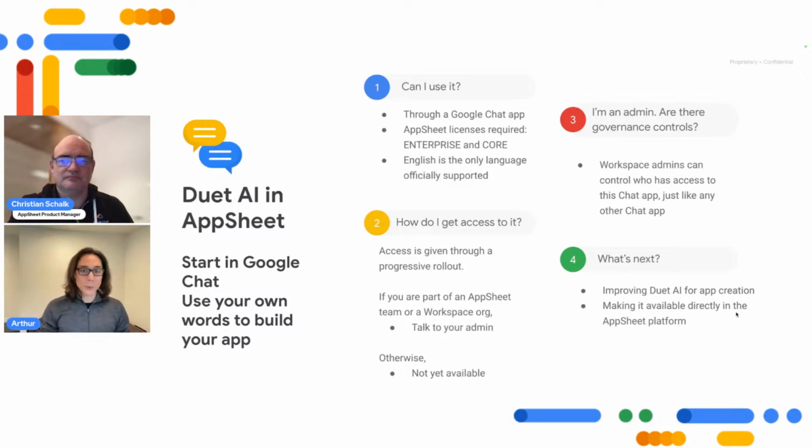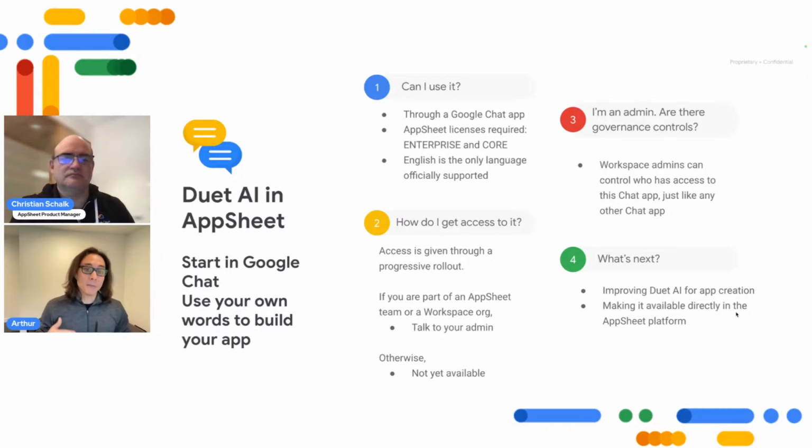So what it boils down to is that if you're part of an AppSheet team, or part of a Workspace organization, we can give you access, but it has to come through either your Workspace admin or the AppSheet admin. They are the only ones who can tell us, yes, please enable Duet AI for that team, right? So if you're in this situation, you need to talk to your admin. We can't just enable it one user at a time. We generally enable it for a whole team or a whole domain. So please talk to them.